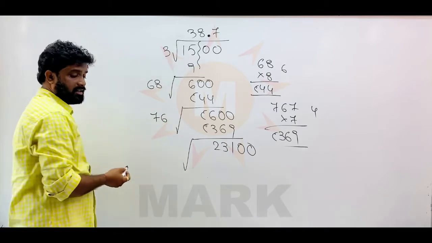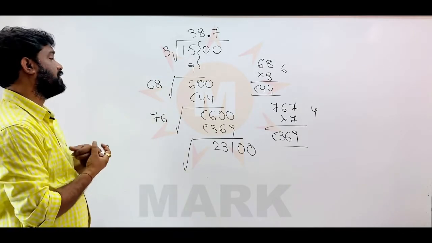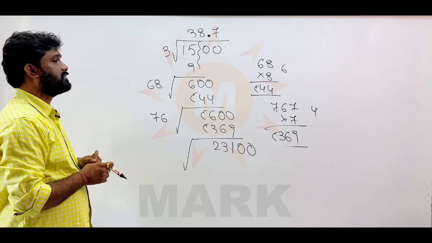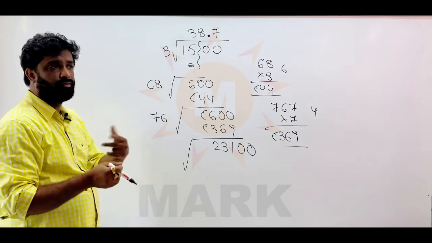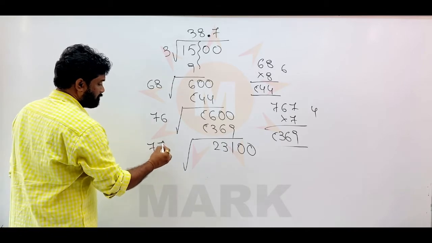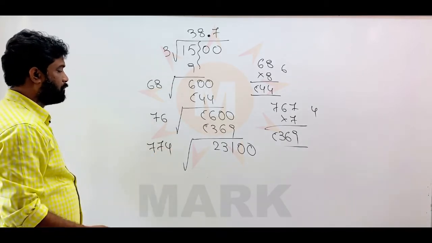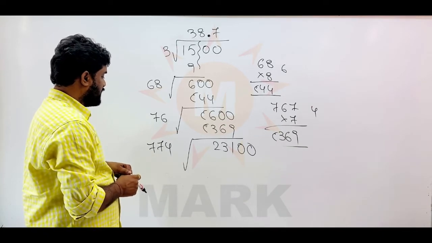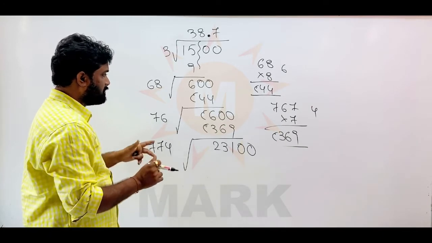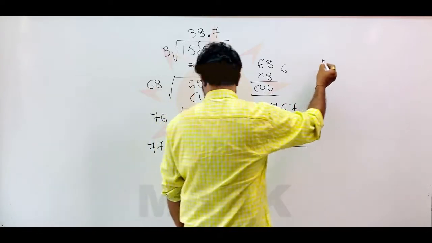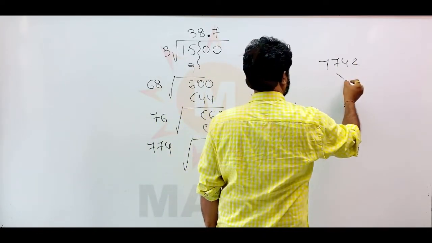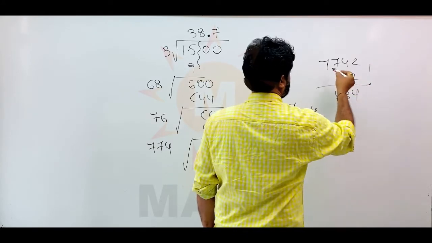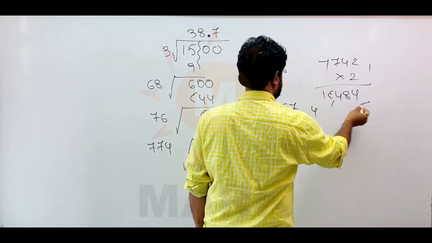So 387, what is the double of 387? The double of 387 means 760, 760 plus 14, that means 774. By putting what number can we go up to here? I think by putting 3 times it will go beyond, 2 times is enough, I think so. So now 7742 into 2, that's enough. So 4 2s are 8, 14. Now 7 2s are 14, 15,584.